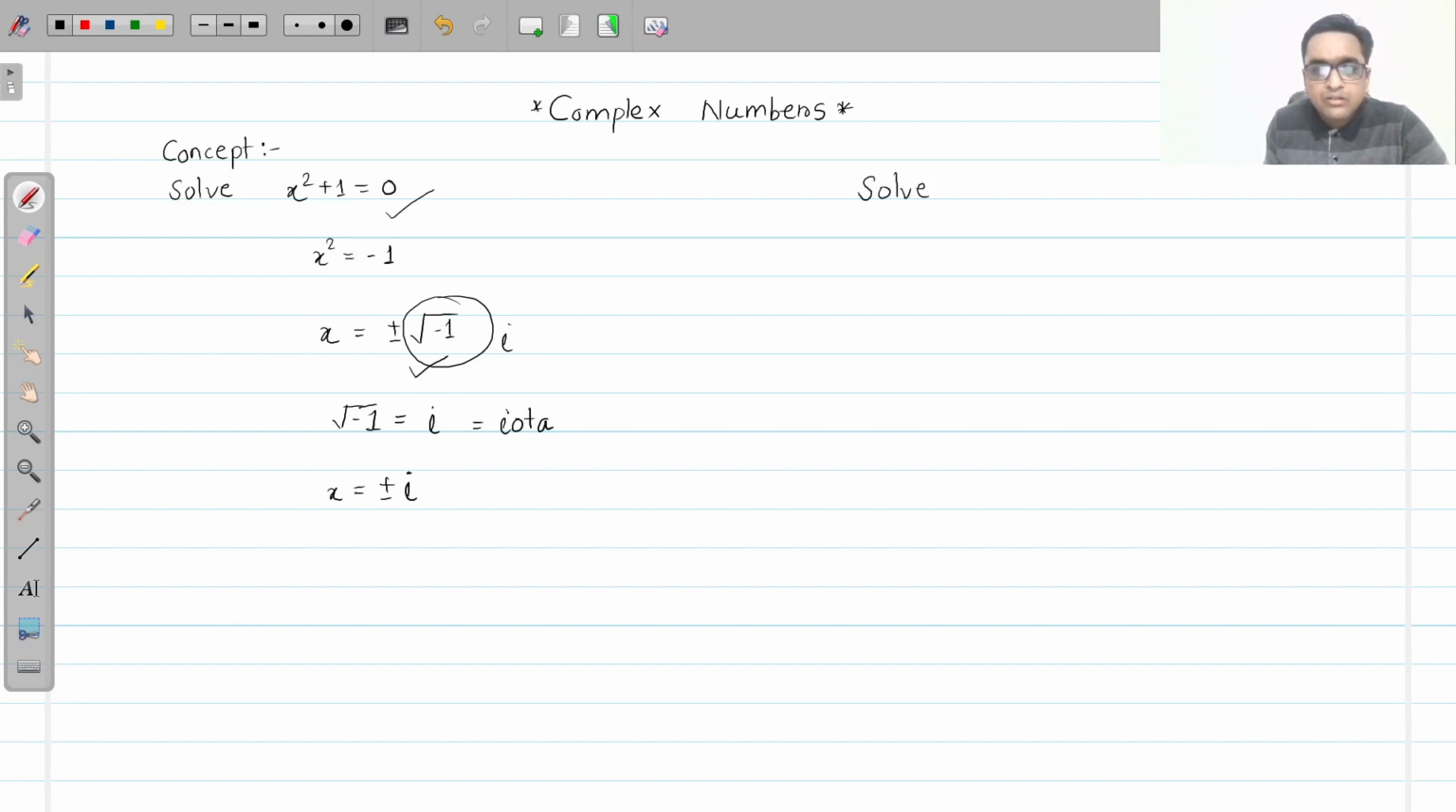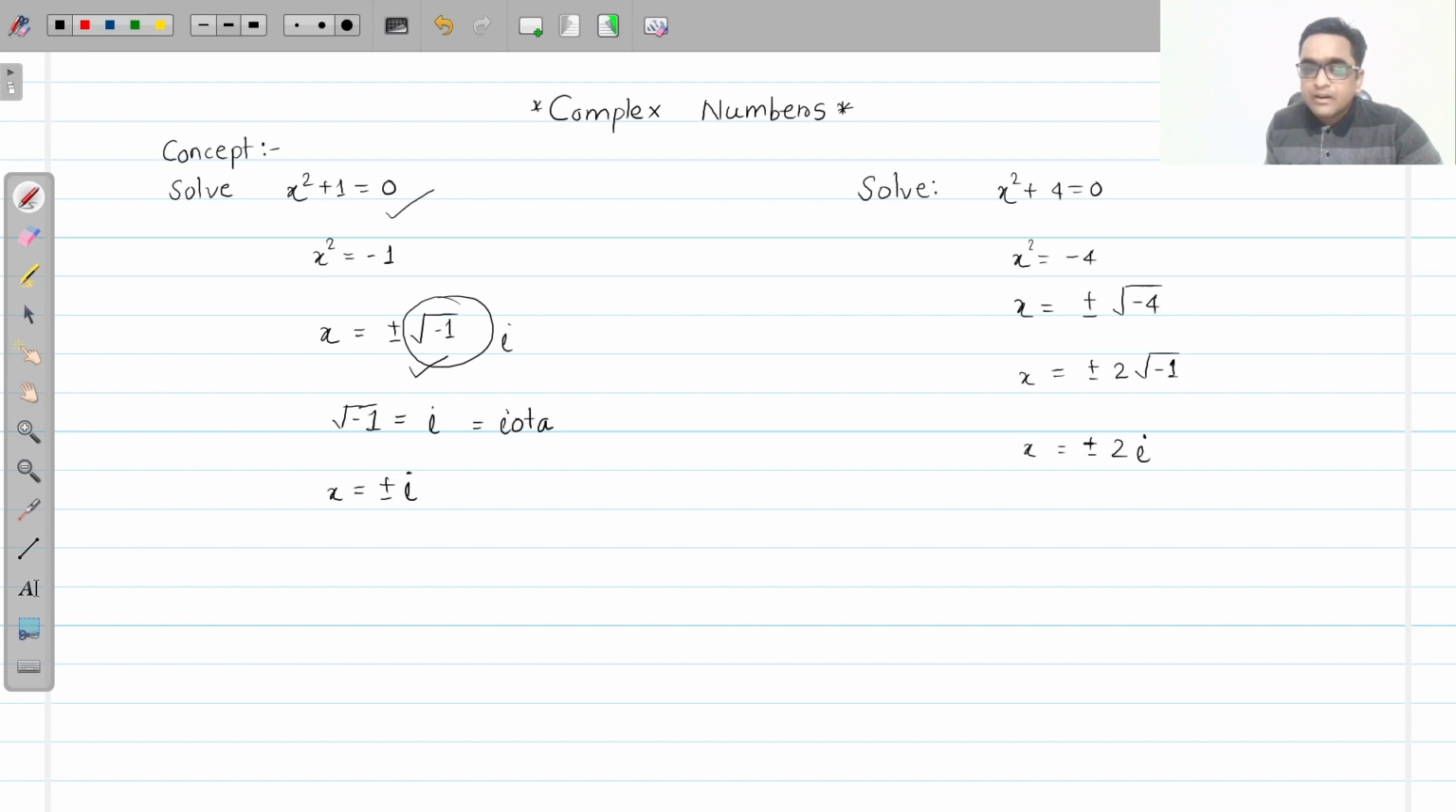Solve x square plus 4 is equal to 0. So x square is equal to minus 4, so x is equal to plus minus under root of minus 4. We can write minus 4 as plus minus 2 under root minus 1. Now we can see the under root minus 1 term also comes here. So what we have taken, plus minus 2i, is solving our problem.